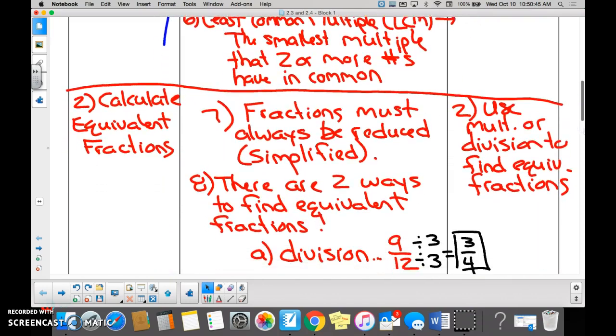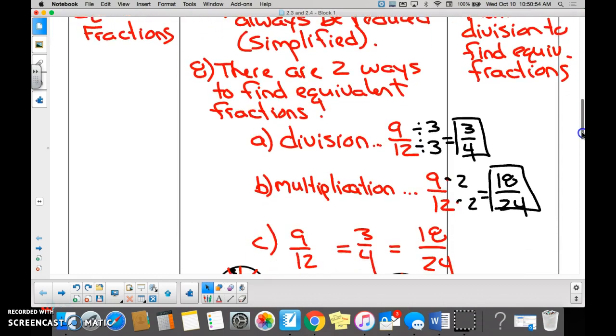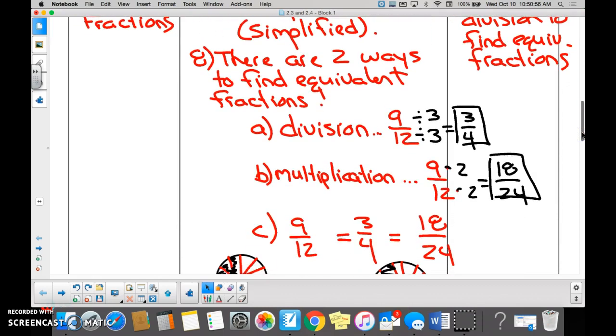Equivalent fractions, there are two ways to find equivalent fractions. What are the two ways to find equivalent fractions, Nithin? Division and multiplication. So division and multiplication, right? So we started with the fraction 9/12. We wanted to find an equivalent fraction for 9/12 by using division. So we divided both sides by a common what? Factor. See how those are confusing? Yes. We used a common factor to divide, and we got 3/4.